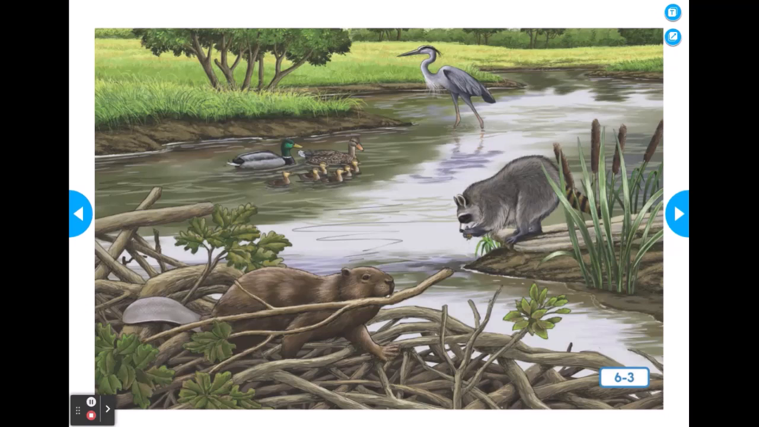Can you point to the blue heron? Can you point to the bird in this picture? And point to the raccoon in our picture. How does the blue heron, the bird, and the raccoon get their food? How do they get what they need to stay alive in the pond? They have to stay very still and be patient and wait for a fish to swim by, and then they catch it.